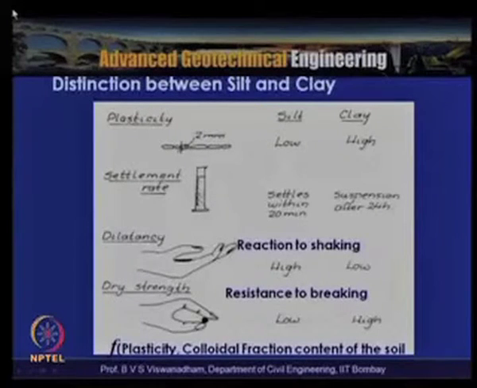And the dry strength: for silty soil, the resistance to breaking is very low, and clay in the dry state, some clays having high plasticity characteristics, have very high oven dried strength. So this is a function of plasticity and colloidal fraction content of the soil, that is, the very fines which are less than 2 micron, if it is high. So this distinction between silt and clay is possible with the simple methods suggested. One is plasticity, the others are sedimentation rate, dilatancy and dry strength, which is basically a function of plasticity and colloidal fraction of the soil.